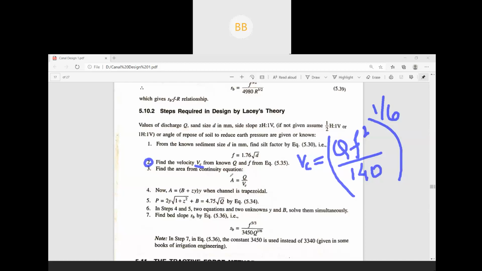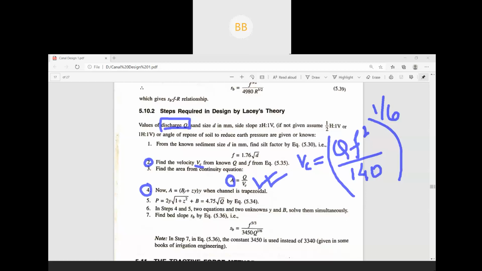So the next step is to find the area. We all know area is nothing but discharge by velocity. Discharge is already known to you, and velocity we have calculated in step number 2. So in step number 3 you can find the area.